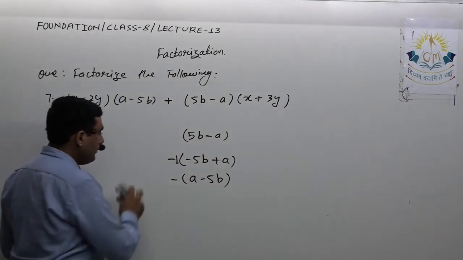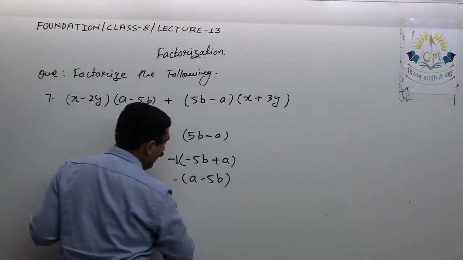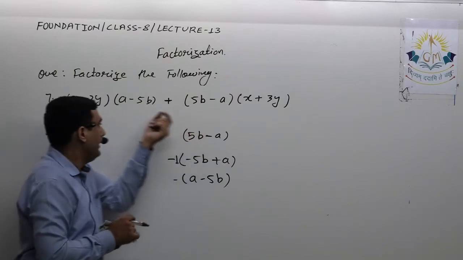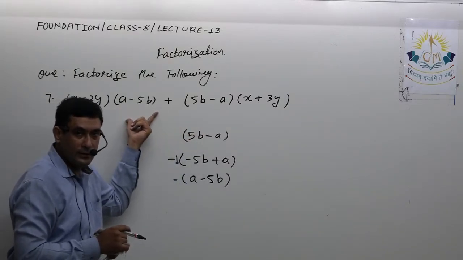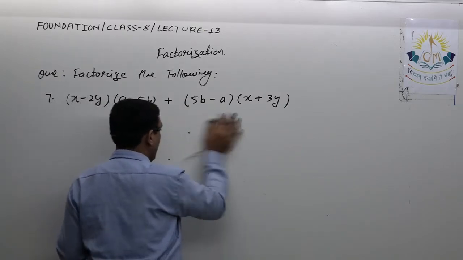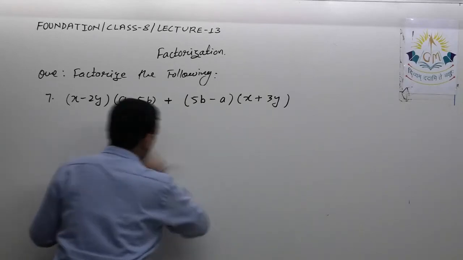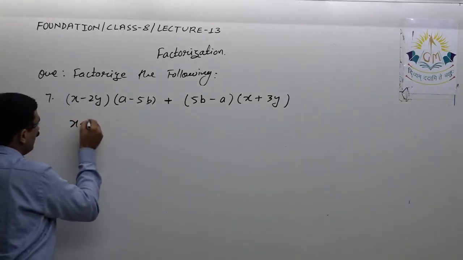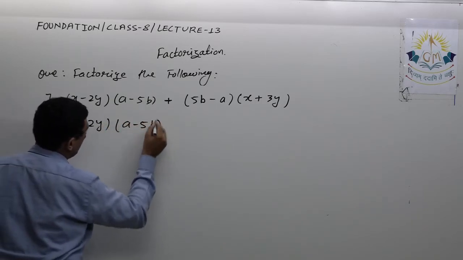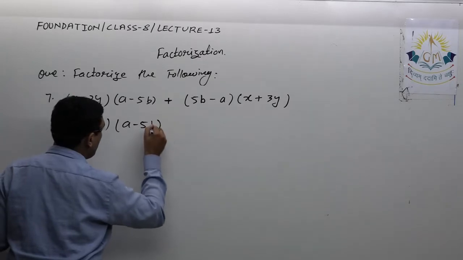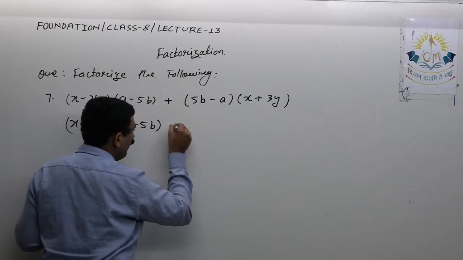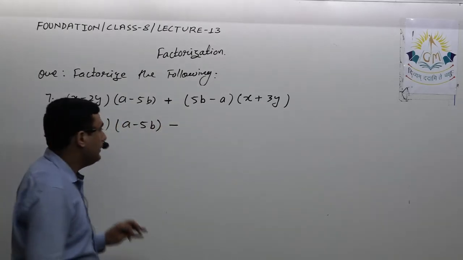In that way, similarly, if I take minus sign common here, I will get a minus 5b, and a minus 5b is already there. That means I can take a minus 5b common in the next step. Let us see how to write this. x minus 2y as it is, a minus 5b as it is. Now as I am taking minus sign common, I will interchange this sign. Here I will make it minus. Instead of plus, I write minus.